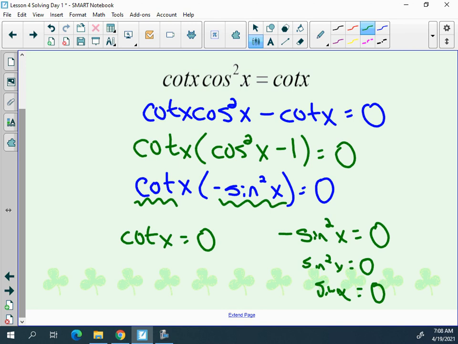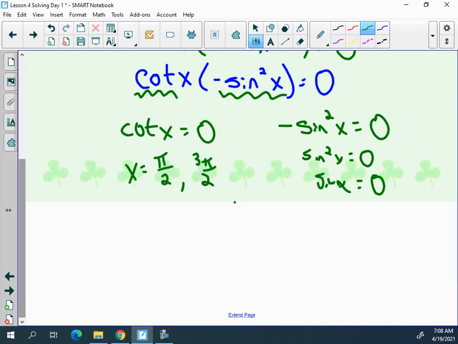Okay? So when is cotangent x 0? Remember, that's going to be when our x value is 0. And so that happens at pi over 2 and 3 pi over 2. For when is sine 0, that happens at 0 and at pi.